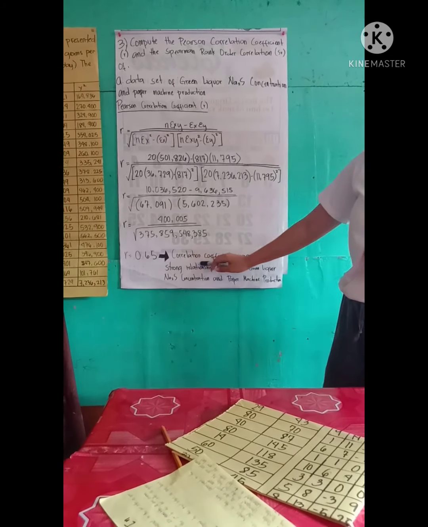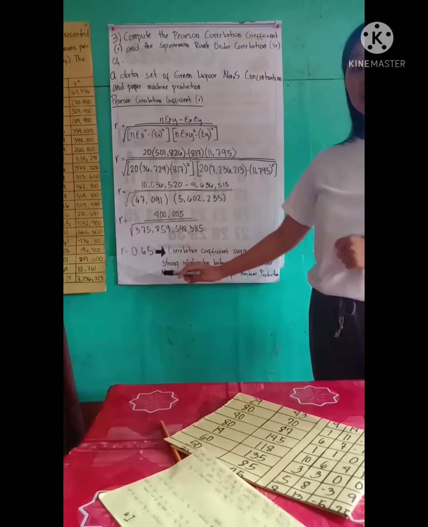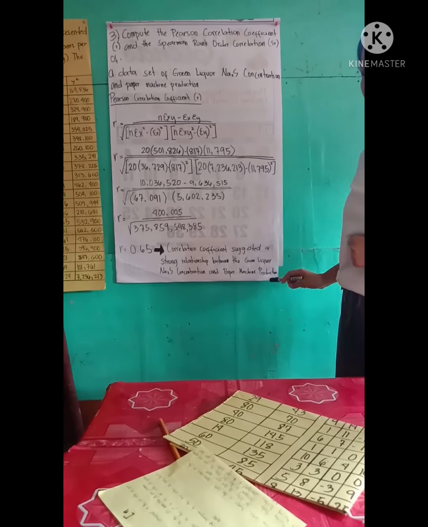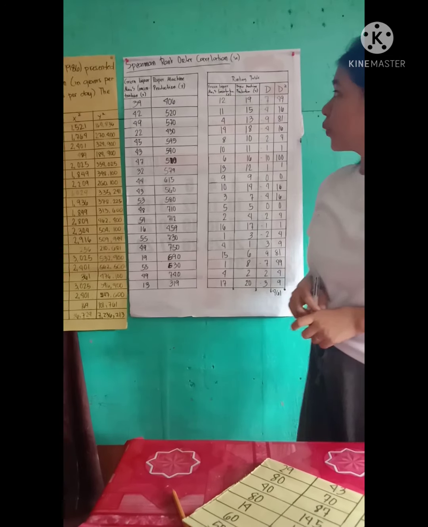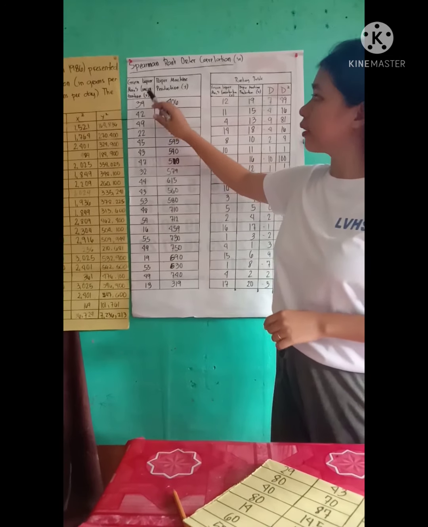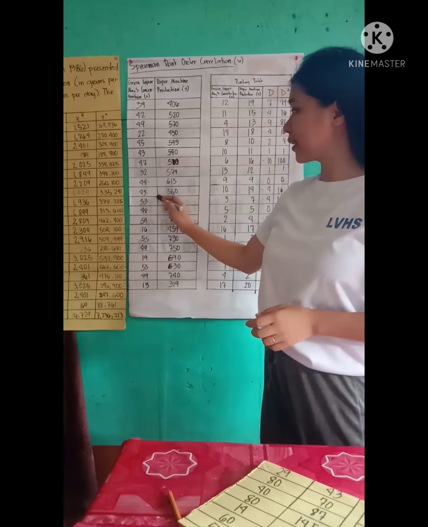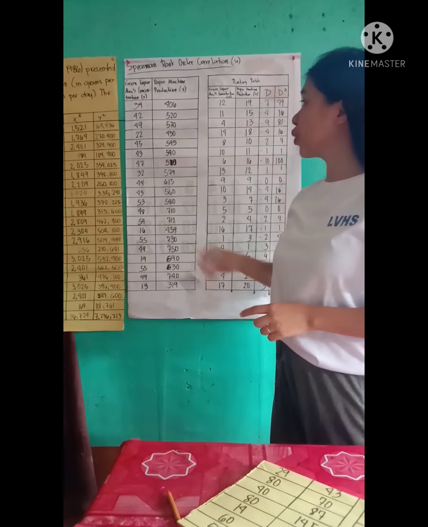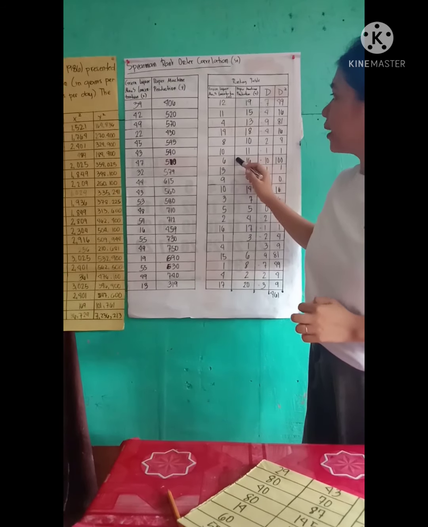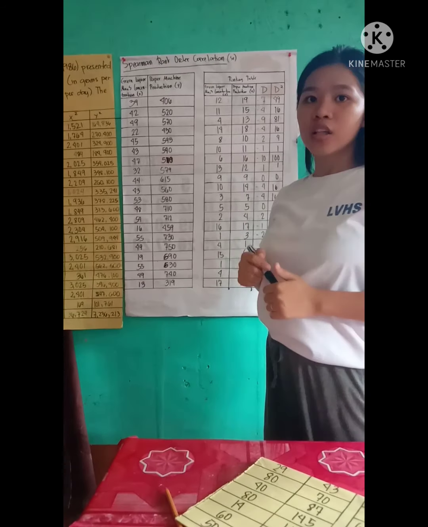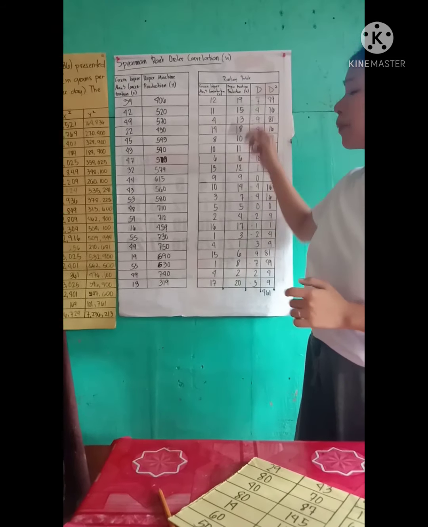So it was stated that the correlation coefficient suggested a strong relationship between the green liquor Na2S concentrations and the paper machine production. Rank order correlations, or the SR, we have two tables here. This table shows the green liquor Na2S concentrations, or the X, and the paper machine productions, or the Y. This is the ranking table. In here, we can see the numbers ranked from the highest to lowest of the X column and the paper machine productions.